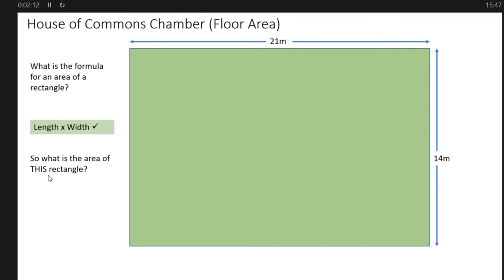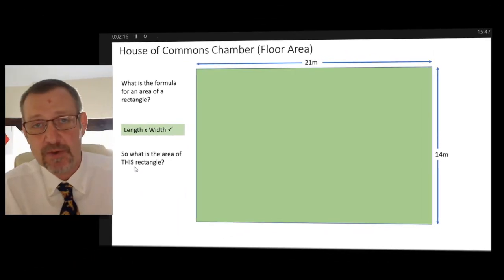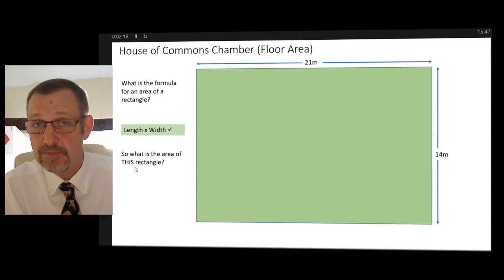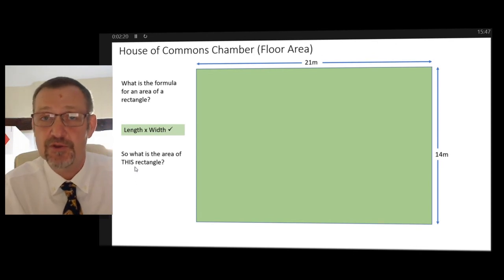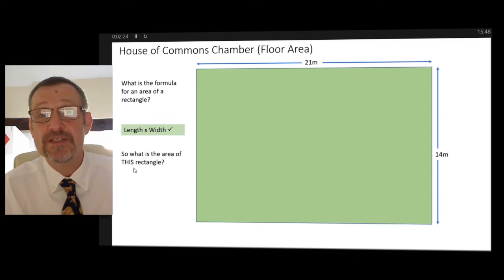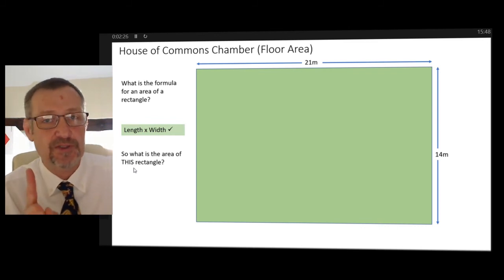So that's length times width. Well done if you said that. Width times length, length times width. Absolutely fine either way around, because multiplication is commutative. You can do 2 times 3 equals 3 times 2. It's the same whichever way you do it. So what is the area of this rectangle? Another question. Pause the video.